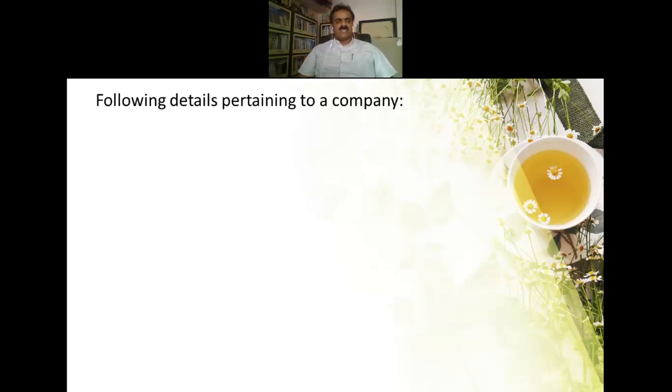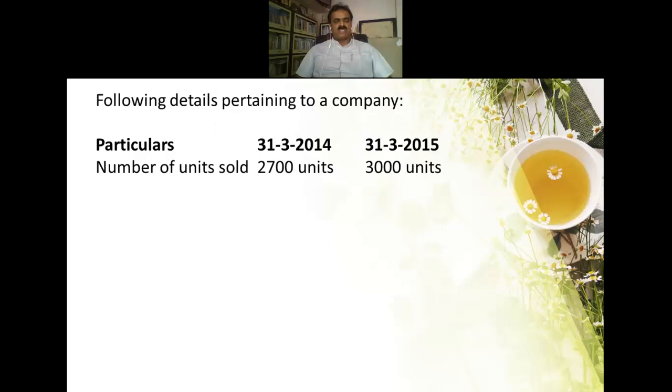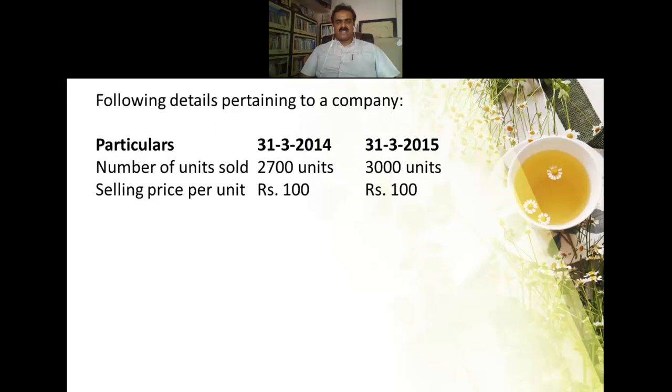So let us understand the question given with respect to this company, where the details are given for two different years, that is 14 and 15. The number of units sold is given: 2,700 units were sold in the year 2014 and 3,000 units in the year 2015, at the rate of 100 rupees each. In both years the selling price remains the same at 100 rupees, and the profit was given as 6,000 and 15,000 rupees. This is the only information given, pertaining to sales and profit.